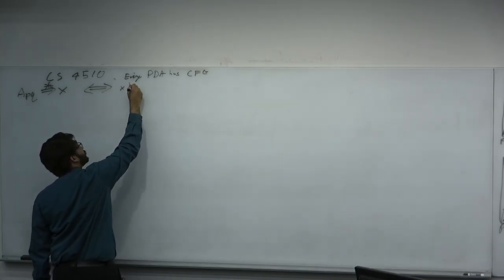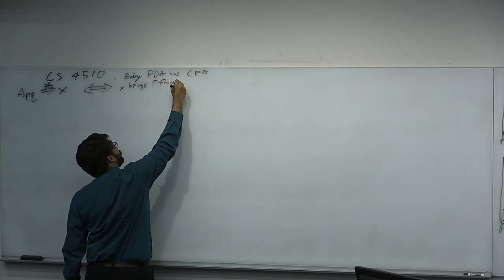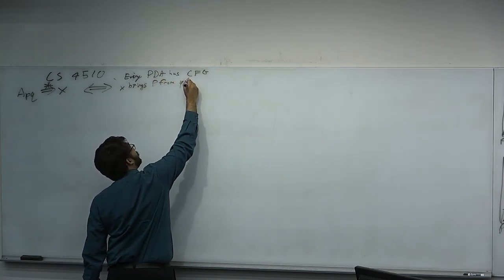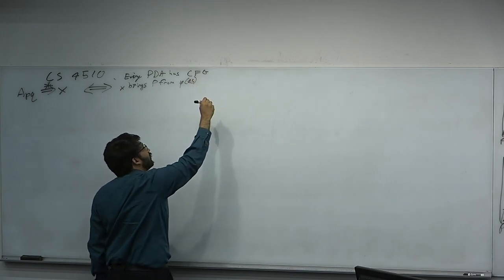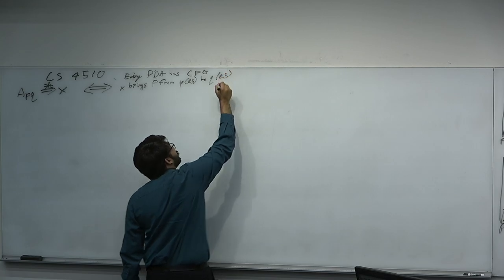X brings the PDA from state P, and I'll use this notation, P with ES as in empty stack, to Q with empty stack. So not only does X bring the PDA from state P to Q, but it does so if you begin at P with an empty stack and you end at Q with an empty stack. That's what that notation means.